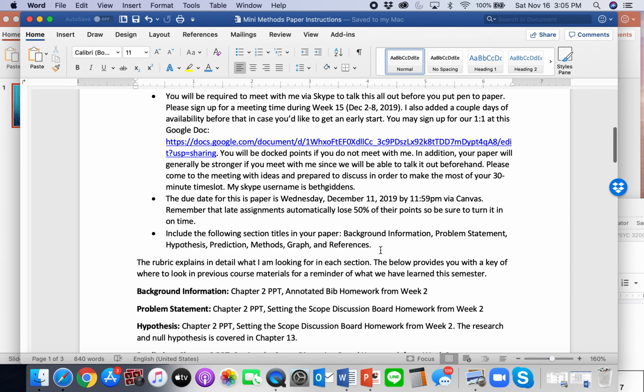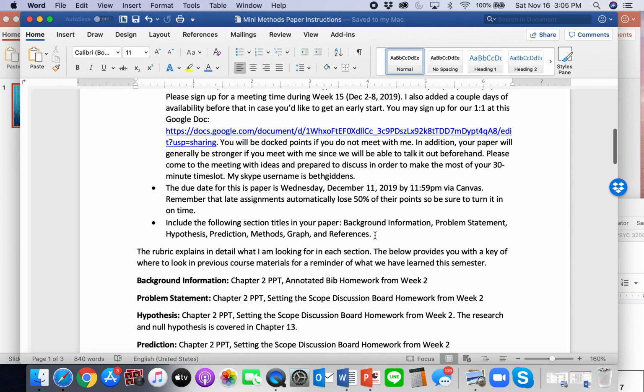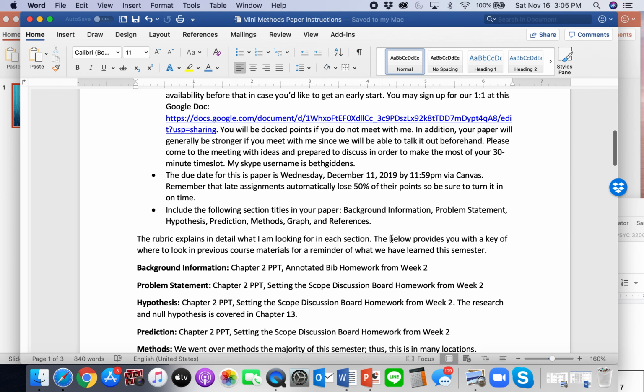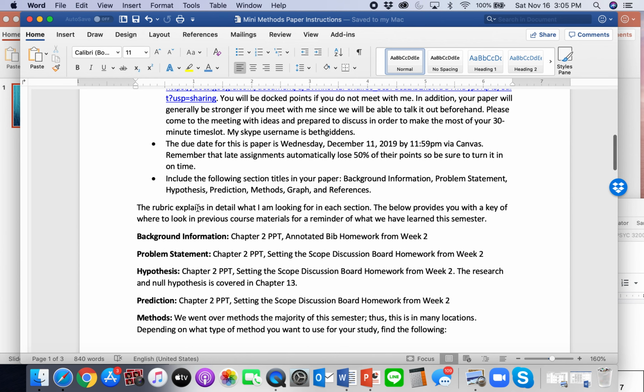Include the following sections in your paper. There should be sections labeled: background information, problem statement, hypothesis, prediction, methods, graph, and references. So be sure to use those section titles in your paper. The rubric, which I'm going to go over in a few minutes, explains in detail what I'm looking for in these particular sections as I'm going to be grading your work. But I also provided you a key of where to look in previous course materials for a reminder of what we've learned this semester.